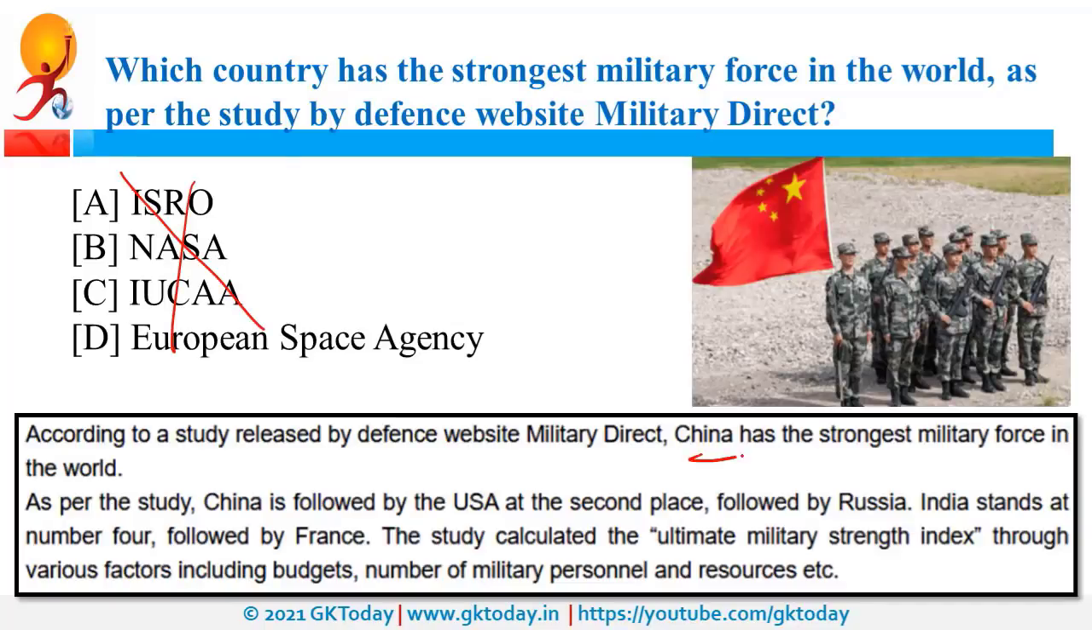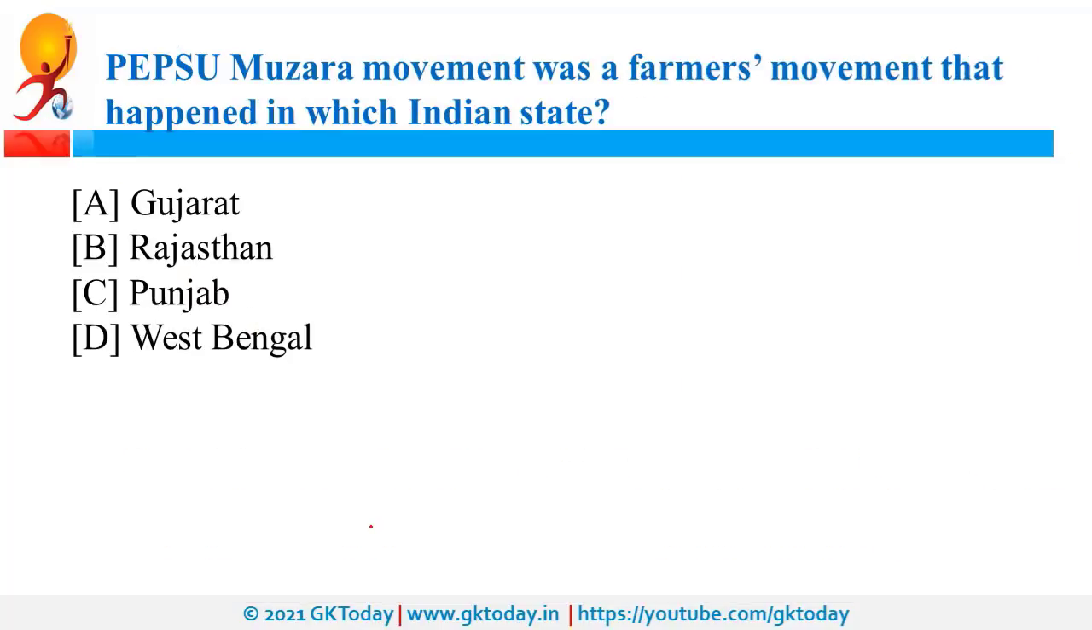China has the strongest military force in the world as per this study conducted by the military website Military Direct. China is followed by USA, and Russia is on 3rd position. Our country is on 4th position, and India is followed by France. So these are the 5 strongest military forces in the world: China, USA, Russia, India and France.